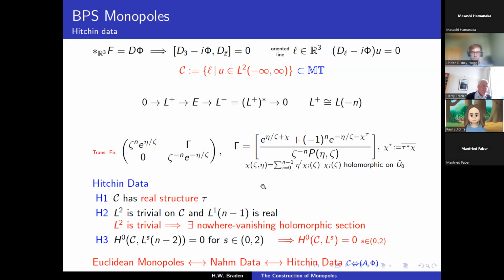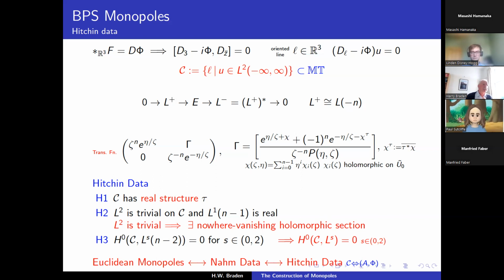And as I'll show on the next page, this can be understood as that the bundle L2 is trivial. L2 being trivial will tell us that there's a nowhere vanishing holomorphic section. The third, so C has a real structure that's manifest because I've said that it corresponds to the lines where I've got decay in both directions, and the holomorphic involution just interchanges those two lines. So the real structure's apparent.